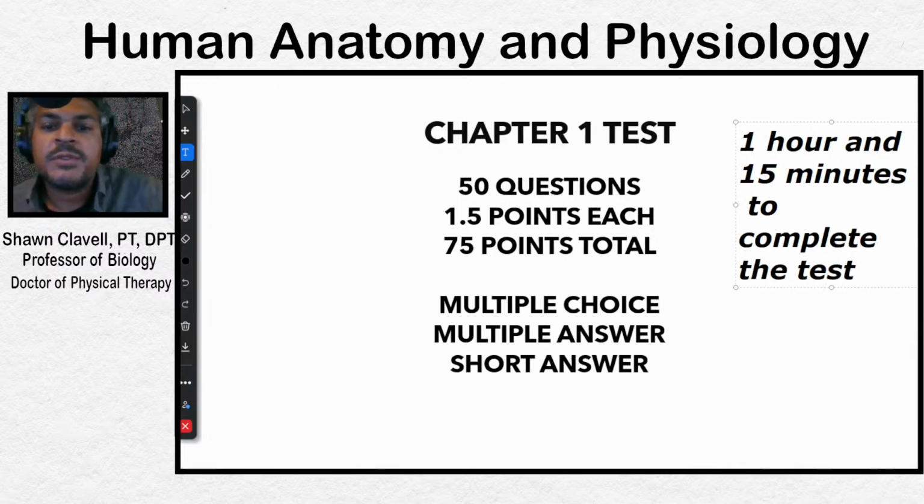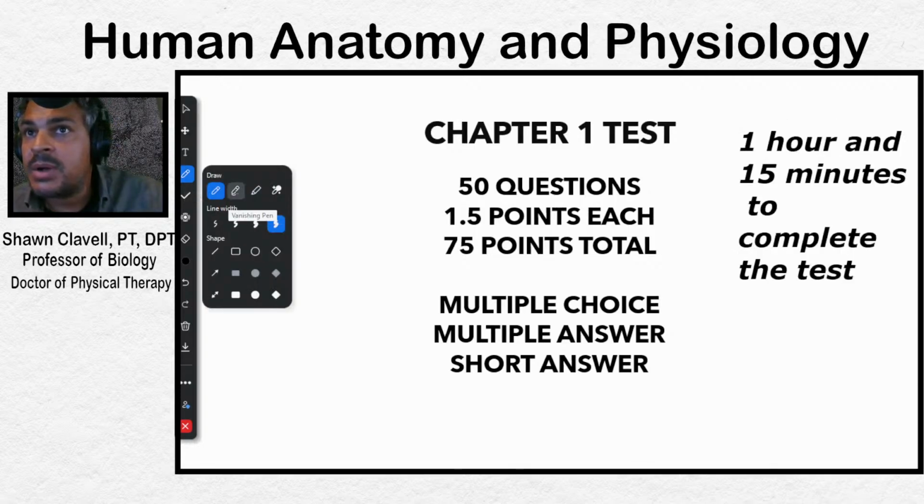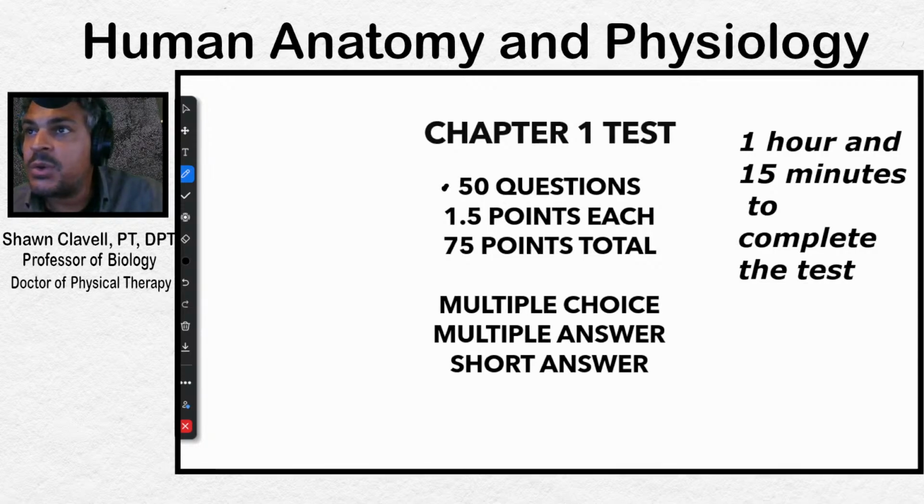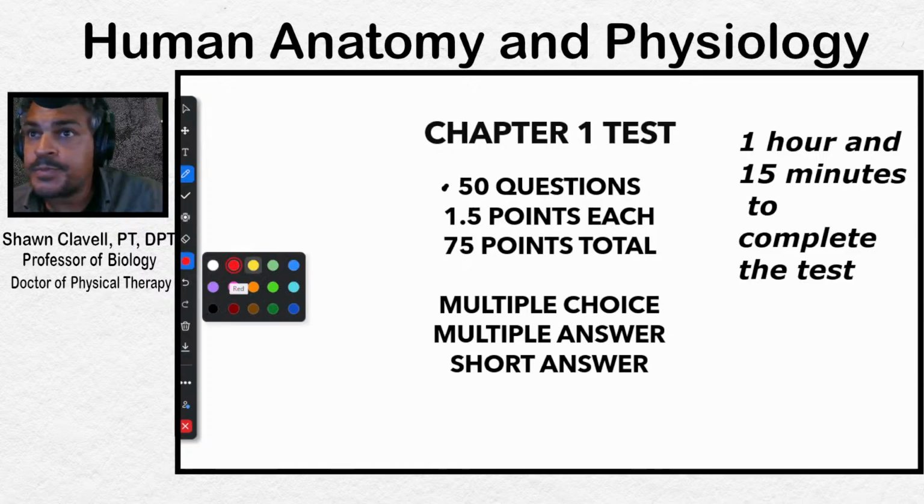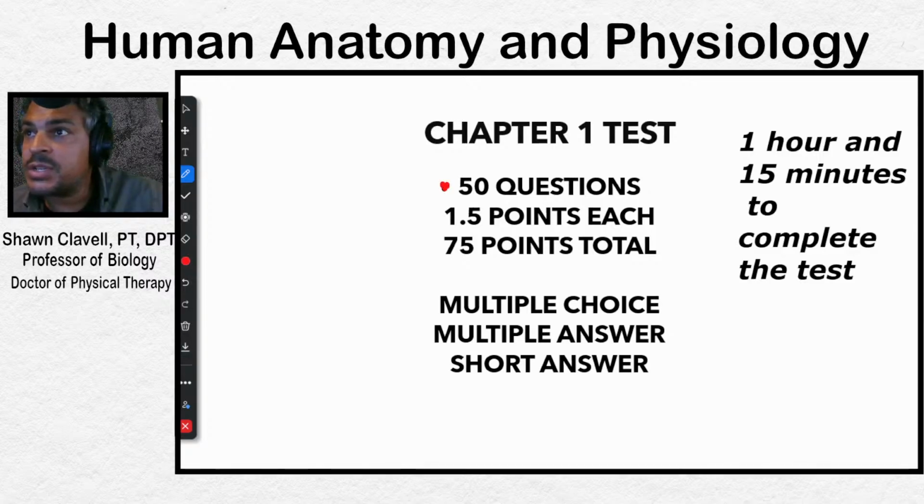So again, this goes over chapter 1 primarily. As it relates to chapter 1, we'll talk about some of those topics. But this test will contain 50 questions. Each question will be 1.5 points, for a total of about 75 points. For context, one of your lab assignments comes out to about 75 points, so this exam comes to about 75 points as well.